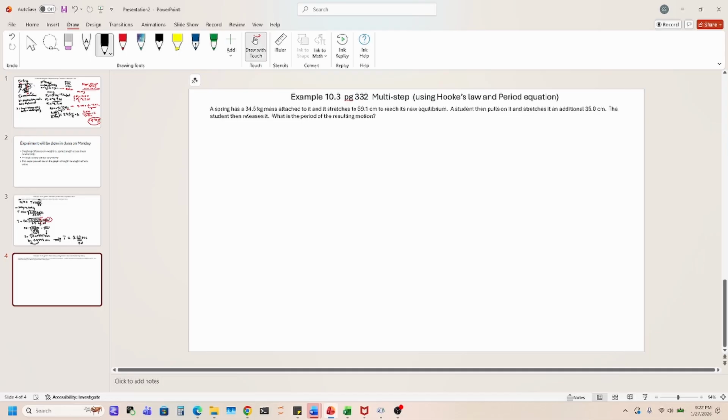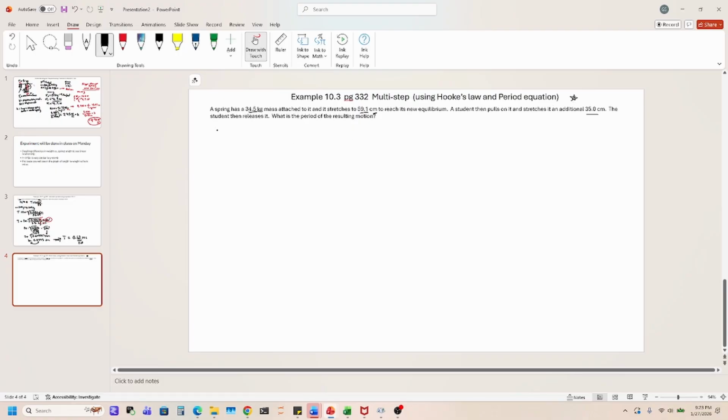So we have a spring with a 34.5 kilogram mass. Note they're saying mass and it's not a weight, right? So that means we're probably going to have to convert it into something usable. And it stretches a spring to 59.1 centimeters. Again, we're going to have to probably convert that because this is in centimeters and not meters. The student then pulls on it and stretches it an additional 35 centimeters. Now, let me say, this particular question is very, very similar to one you will see on the test.